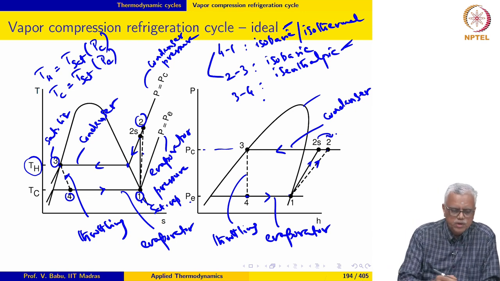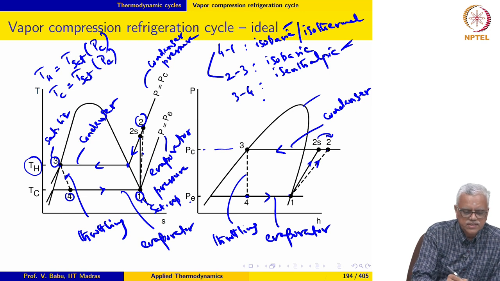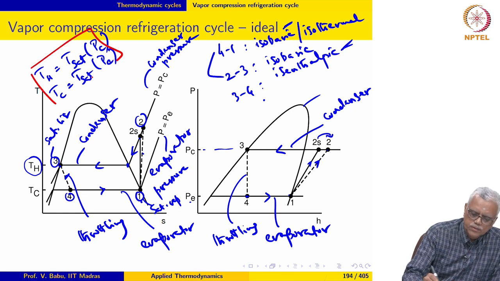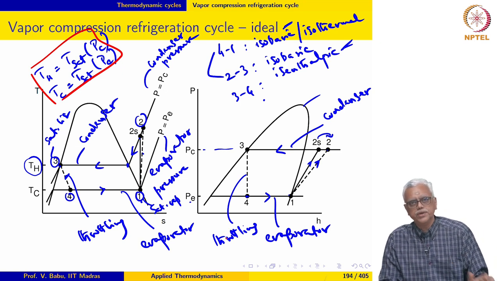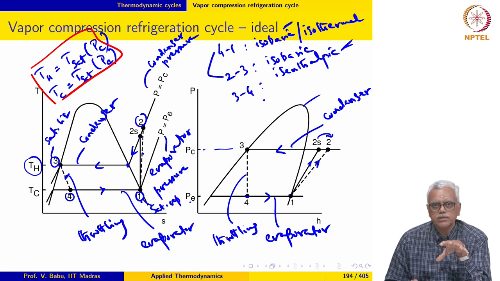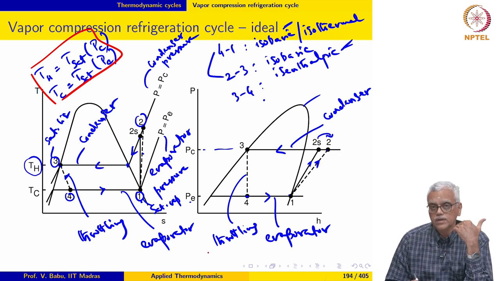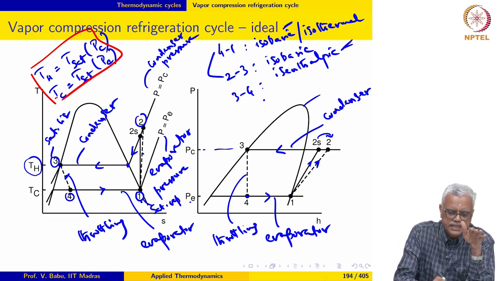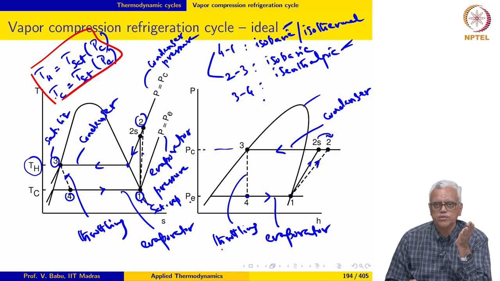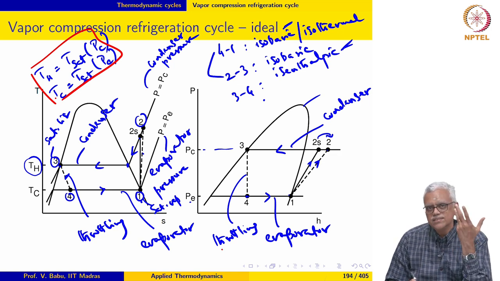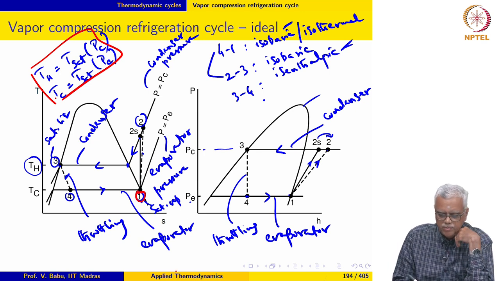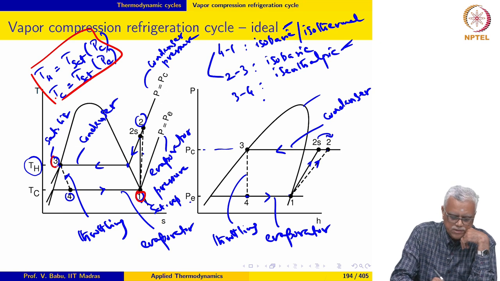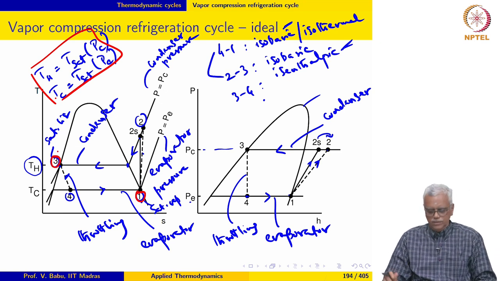Okay, so these points are very, very important. Let me emphasize this again. TH equal to Tsat of PC, TC equal to Tsat of PE. TH is the temperature of the high temperature reservoir to which heat is rejected by the refrigerant. TC is the temperature of the low temperature reservoir from which heat is absorbed by the refrigerant. Okay, and saturated vapor at the exit of the evaporator, saturated liquid at the exit of the condenser.